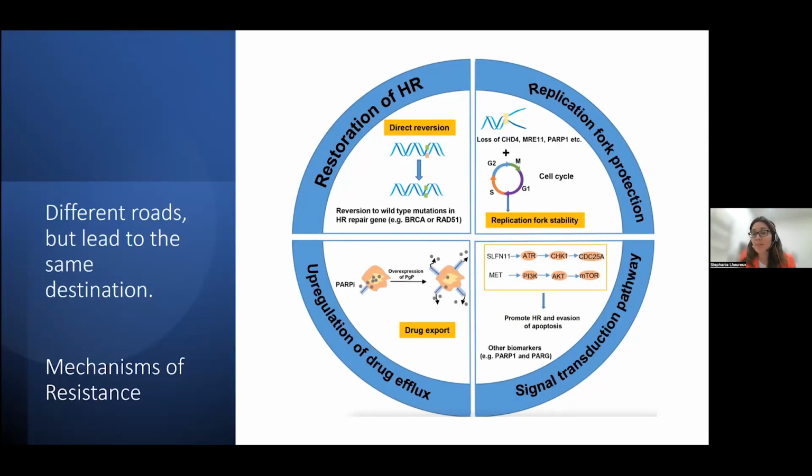So we know that the PARP inhibitor resistance can be related to the restoration of the homologous repair pathway. It can be also an upregulation of the drug efflux. It can be also a signal transduction pathway, but also now, and it's why it's a huge focus for high-grade serous ovarian cancer, is replication fork protection.